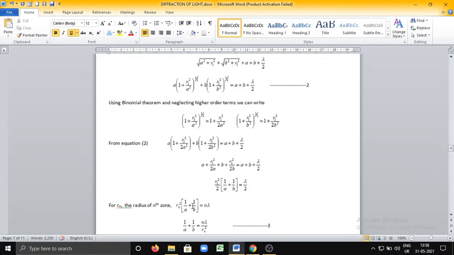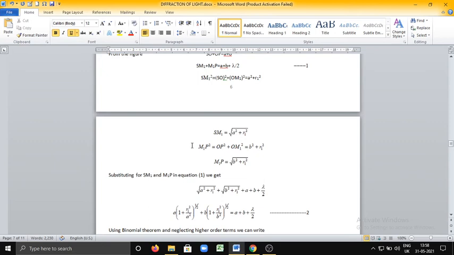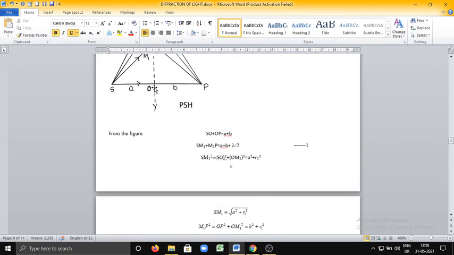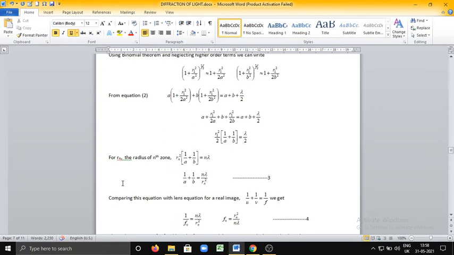Instead of R1, you have to write Rn for the nth zone. 1 by a plus 1 by b is equal to, for the nth zone, n lambda instead of lambda. Therefore, 1 by a plus 1 by b is equal to n lambda by Rn square. See here, a is the object distance, b is the image distance.